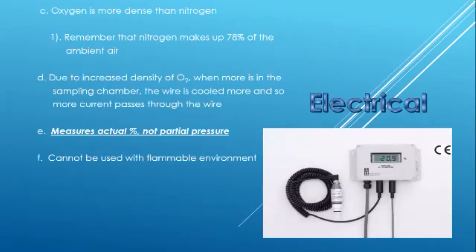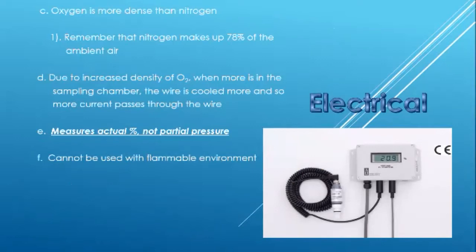Oxygen is more dense than nitrogen. Remember that nitrogen makes 78% of the outside air. So due to the increased density of oxygen, when more is in the sampling chamber, the wire is cooled more, and so more current passes through that wire.